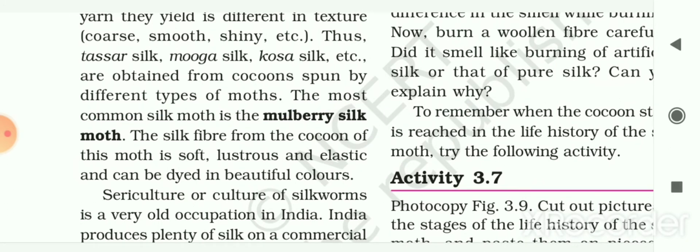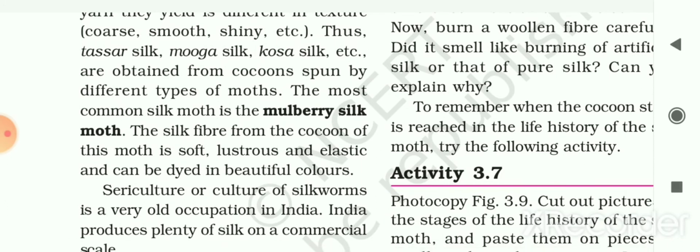Thus there are different types of silks available in our country. The names are Tussar silk, Muga silk, Kosa silk, etc., that are obtained from the cocoons spun by different types of moths. The most common silk moth is the mulberry silk moth. The silk fiber from the cocoon of this moth is soft, lustrous, that means bright, and elastic, and can be dyed in beautiful colors.